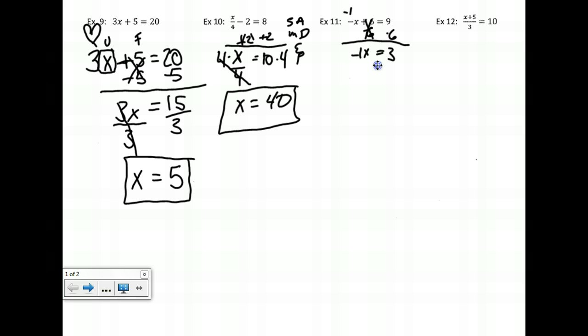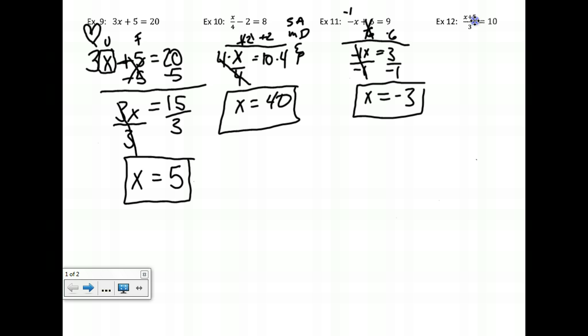Now our next step, we have to get rid of anything that is multiplying or dividing. What is multiplying or dividing? -1 is multiplying by x, so let's divide by -1. Divide by -1. These cancel. You end up with x equals -3. 3 divided by -1 is -3. This is our answer. Once again, check it. -1 times -3 is 3. 3 plus 6 is 9.